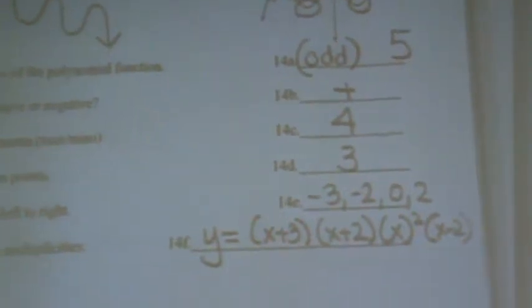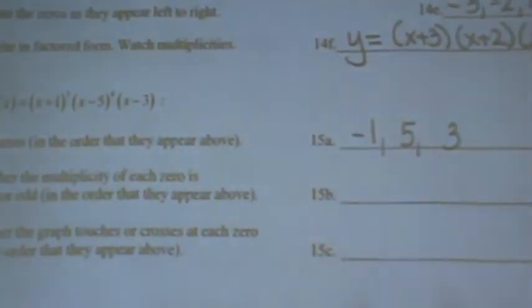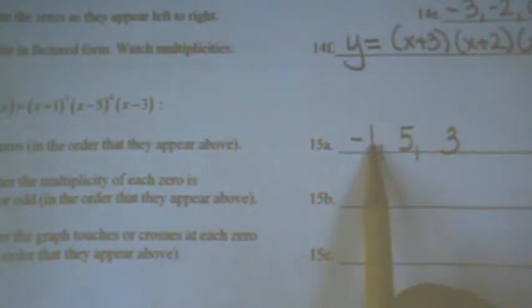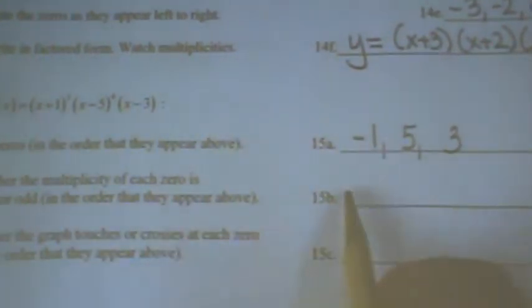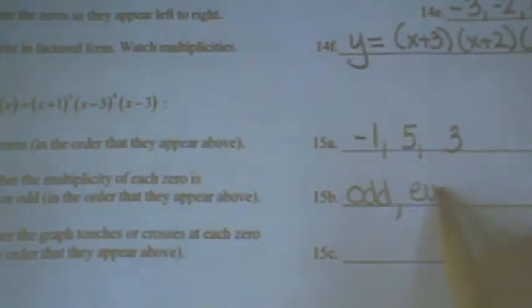Number 15, state the zeros in order as they appear left to right. So -1, 5, and 3. Then I want the multiplicity of each one. This is going to be odd because it's a third power. Odd. That number is a 4, it's even. And 3 has an understood 1 there. Odd.